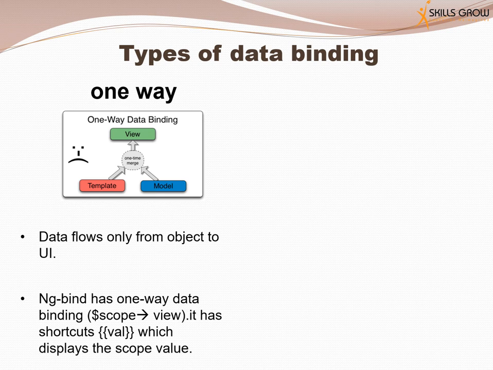ngBind has one-way data binding. It has a shortcut, which displays the scope value.